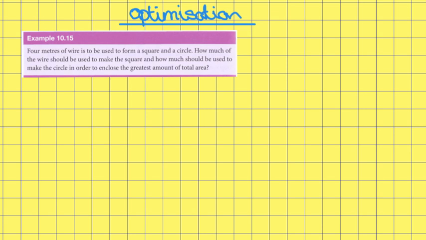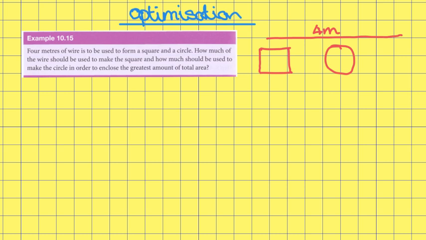Optimisation. Example 10.15. 4 meters of wire is to be used to form a square and a circle. How much of the wire should be used to make the square and how much should be used to make the circle in order to enclose the greatest amount of total area? So the first thing we know is that we've got 4 meters of wire. And we know we have to make a square and a circle.